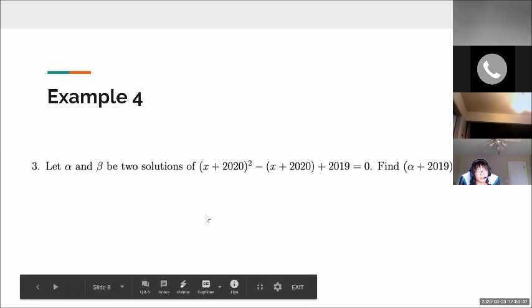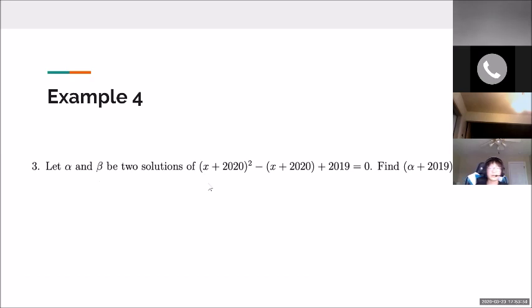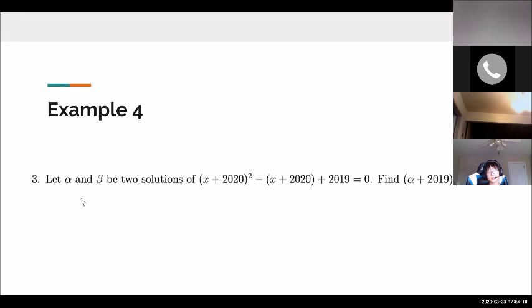For this question, you might be pretty scared, right? Because you're going to have to expand all this out, like x plus 2020 squared, that's a really, really big number. And you might not want to do that. So in fact, there's a trick for this called substitution. Let's define a variable y, so y is equal to x plus 2020. Then the quadratic would just be y squared minus y plus 2019 equals 0.